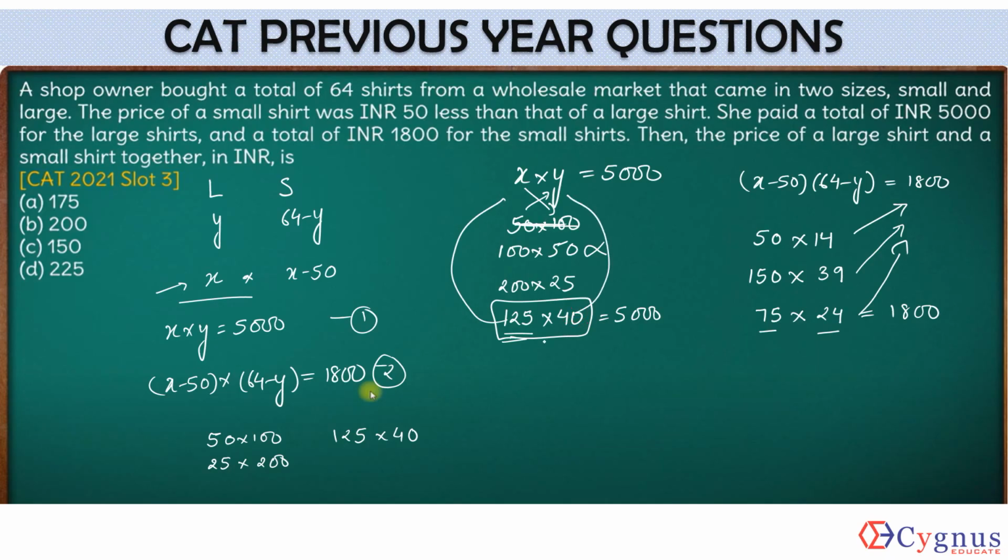Now, what he's asking is the price of the large shirt and small shirt together. The price of the large shirt is 125. Small should be 50 less than that, that is 75. When you add these two values, you get how much? 200. So the correct answer becomes the second option.